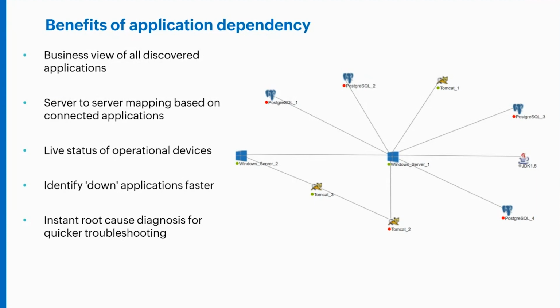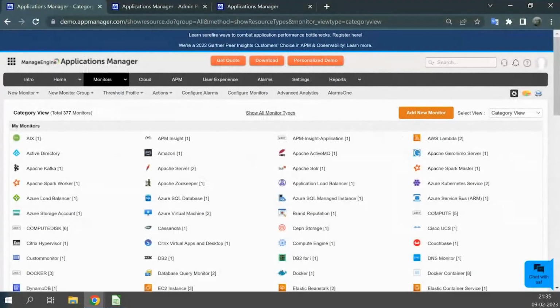When this particular dependency view is created, it will help you to analyze the issue faster. So rather than checking whether the database host is down or the database server is down, in this view, you can easily check and find the exact root cause of those issues. Let me take you to the Applications Manager UI and show how the discovery works here.